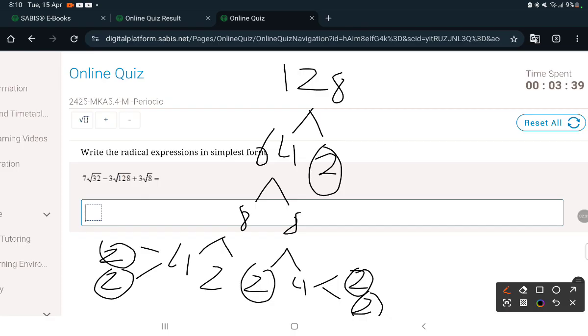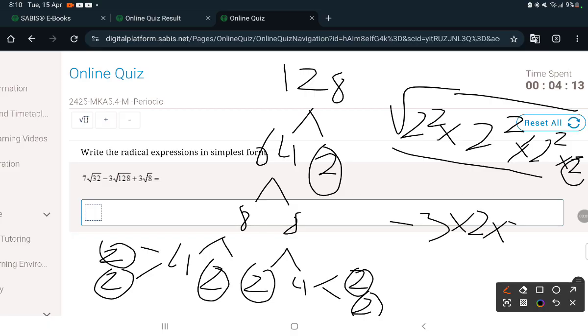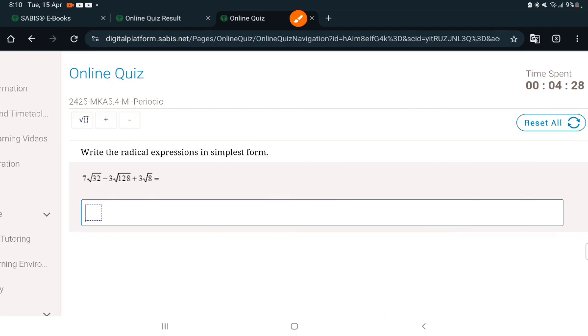So now we have radical 128 in prime factorization. So that will be 2 squared multiplied by 2 squared multiplied by 2 squared multiplied by 2. Okay, so we take out 2 multiplied by 2 multiplied by 2 outside the radical, and we keep this radical 2 inside. So that's going to be minus 3 multiplied by 2 multiplied by 2 multiplied by 2 radical 2. So minus 3 multiplied by 2 is minus 6. Minus 6 multiplied by 2 is minus 12. Minus 12 multiplied by 2 is minus 24. And we leave the radical 2.